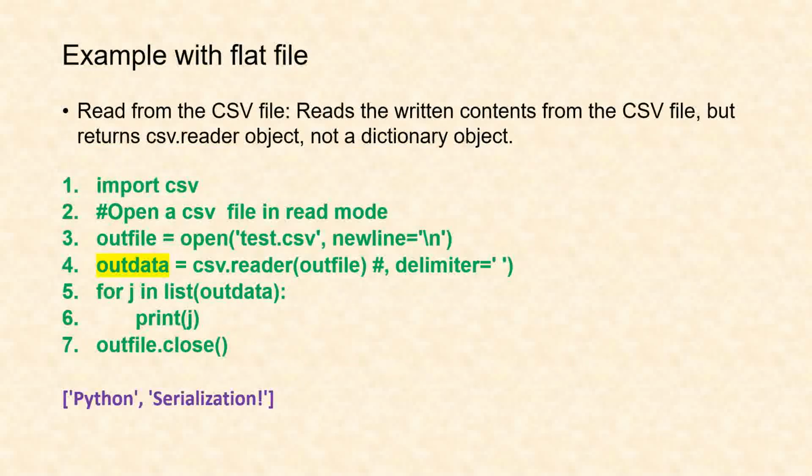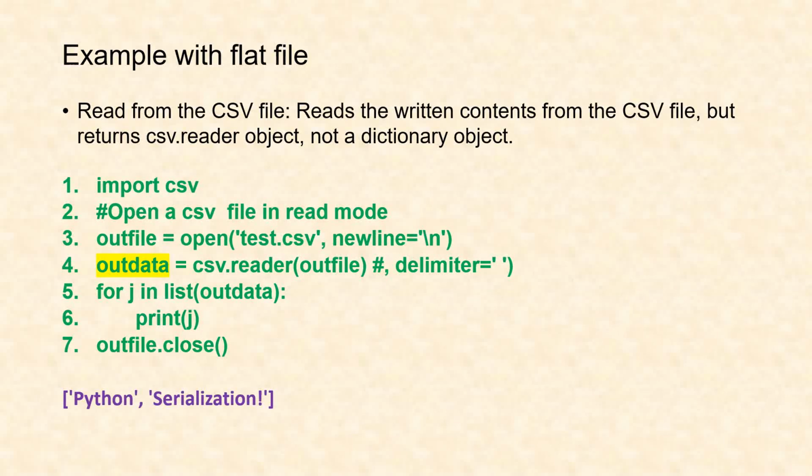Next comes reading from the file. For that, again, I have loaded the CSV module and opened the test file in read mode, and using the csv reader method, I have dumped the entire content of the file into a variable out_data. Then, using a for loop, I have listed the entire content of out_data. Then I have closed the file.